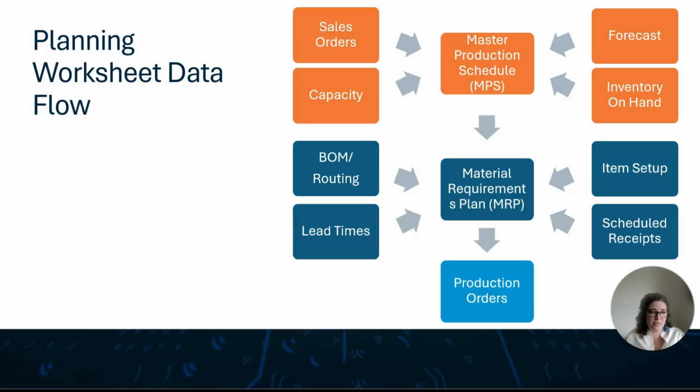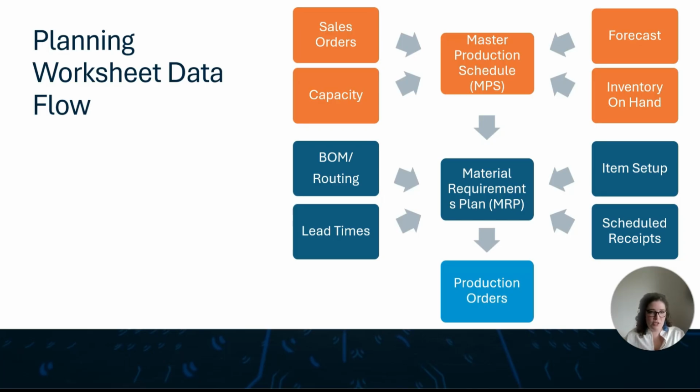The next thing is going to be capacity, right? So we have work centers set up in the system that are used on routings. They're going to have work center capacity there, so that way we know how long it's going to take something to build. And then of course we're going to look at inventory on hand. After we start looking at all of that good stuff there, we're going to flow into the MRP section.